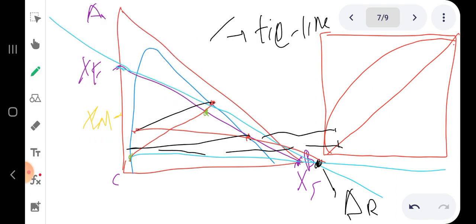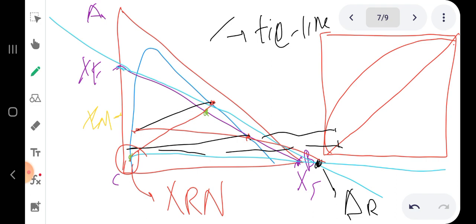And then again you do the same thing: connect this point with delta R point. Okay, then you draw a tie line. But where to stop? When to stop? You stop when you reach your XR endpoint, the initial point that you drew before. Once you reach it, you stop.